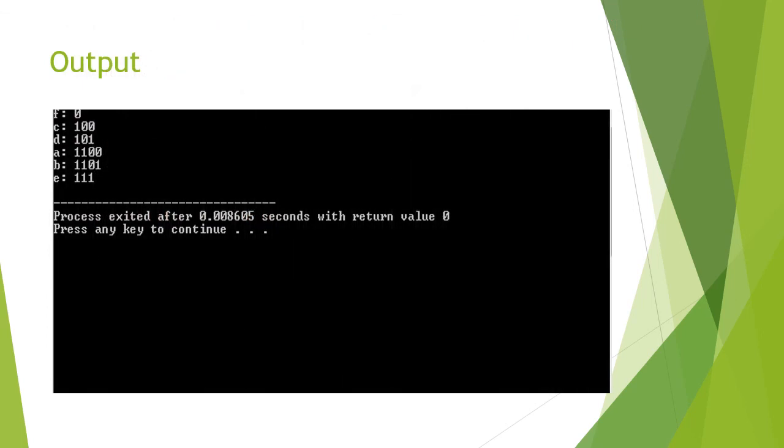Finally, we are through the end of the coding, and this is my output. For the characters, the code generated through Huffman coding is F 0, C 100, D 101, A 1100, B 1101, and E 111. We are done with the entire algorithm, and thank you guys.